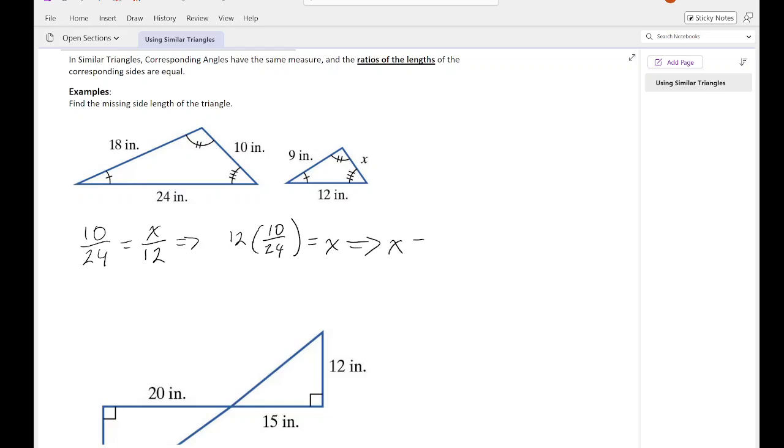And I'm just going to do the arithmetic here, plug it in the calculator. So 12 times 10 over 24 is going to give me 5 inches. Since they're using inches as a unit of measure, I will stick with that as well. So x equals 5 inches. If you do 10 over 24, you're going to get some decimal, and if you do 5 over 12, you're going to get the exact same decimal. That's how we can use the ratio of the lengths to solve for a missing side. It works every time. If you had done 10 over 18 and then x over 9 and worked it out, you would have gotten the exact same answer. It's a matter of whichever you think is easiest or what you're given.